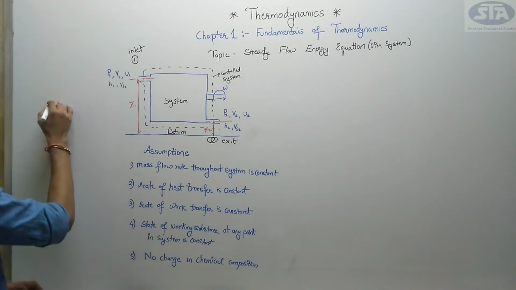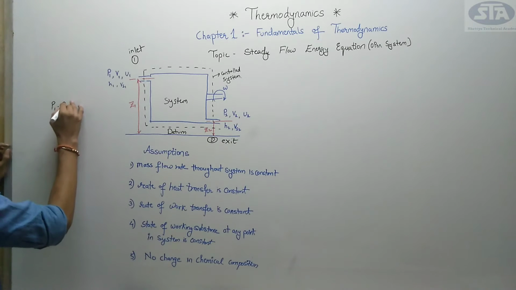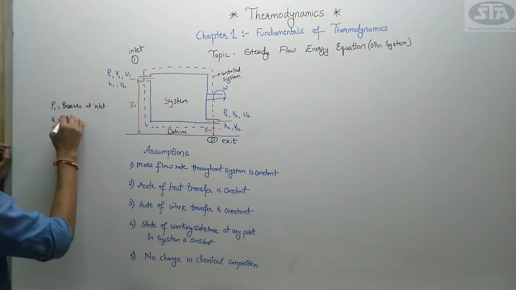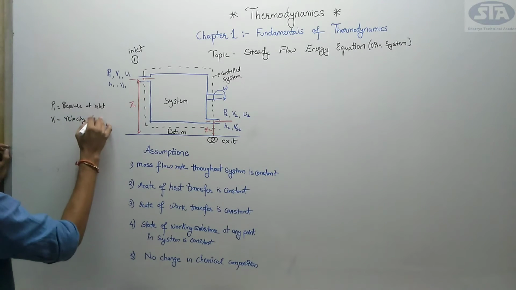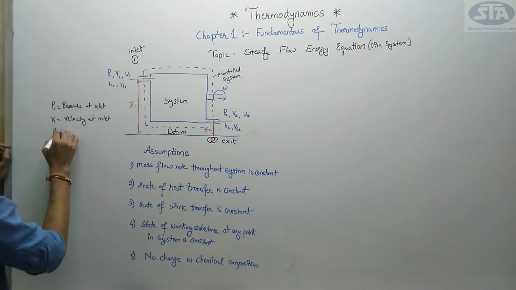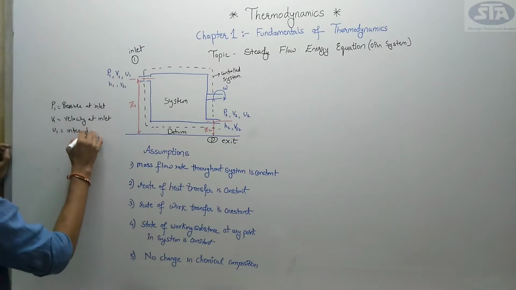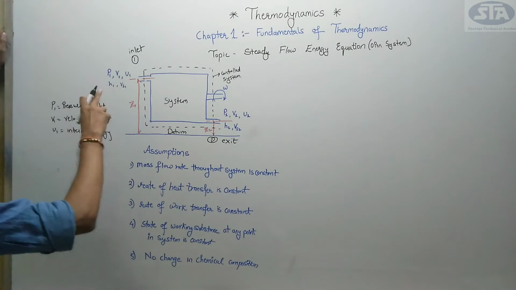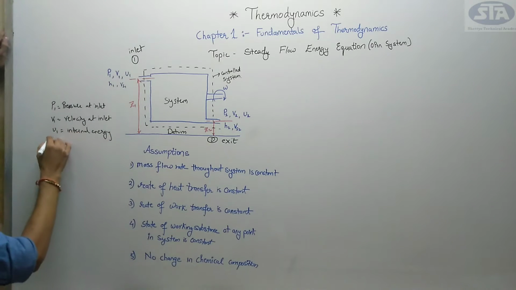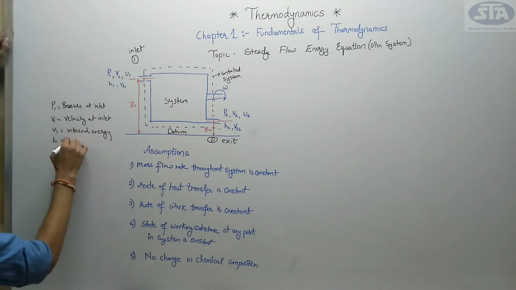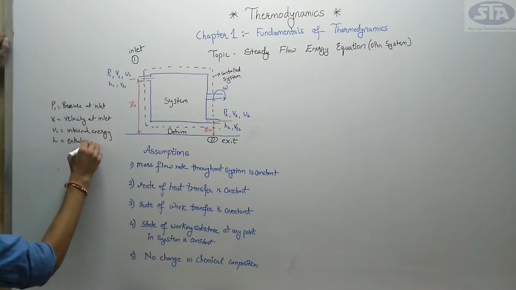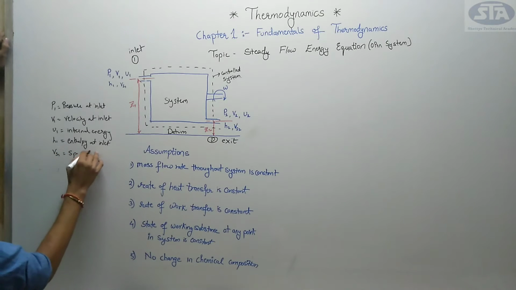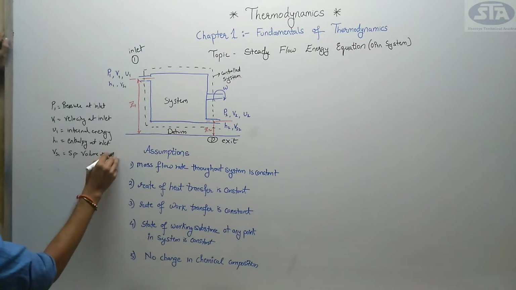What are these? Let's see. P1 is the pressure at inlet. Okay. V1 velocity at inlet. U1 we have seen it is the internal energy at inlet, right? All these, one denotes the nomenclature for the inlet part, right? H1 that is enthalpy at inlet, and Vs1 that is the specific volume at inlet, right?